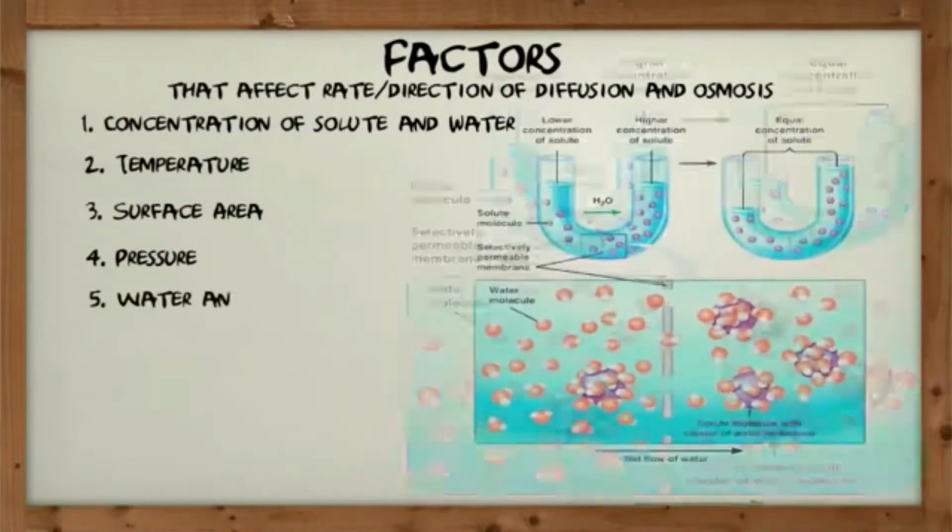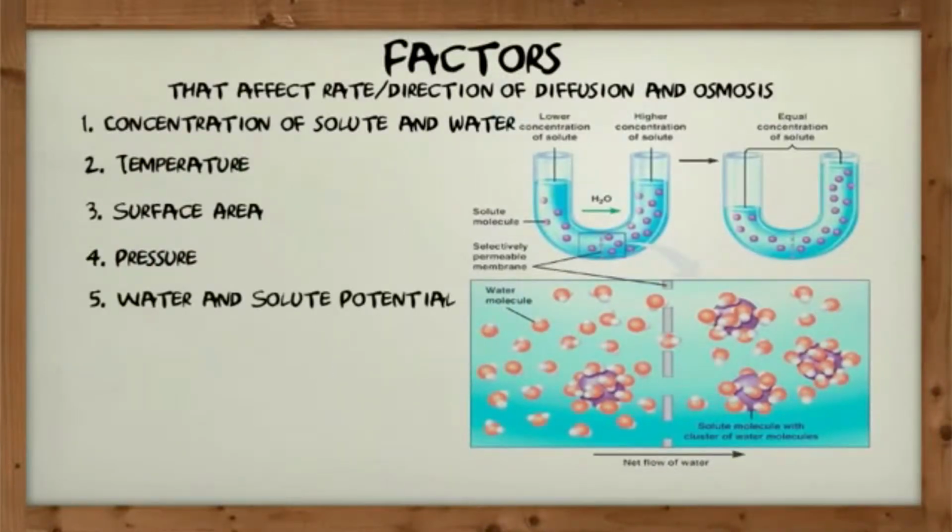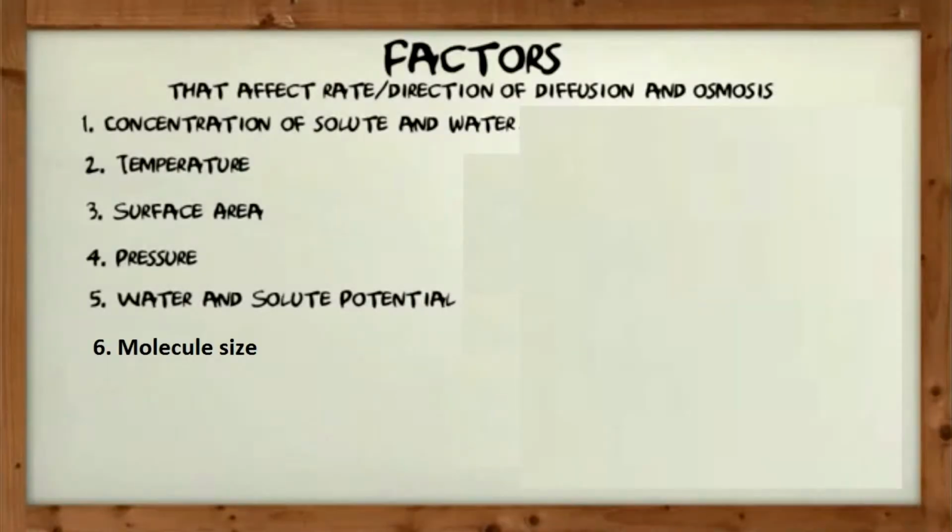Water solute potential. The direction of osmosis is from high to low water potential. Water moves towards the high solute concentration. Also, there are more water molecules that surround the high solute concentration, which results in fewer free water molecules that can diffuse across the membrane. And molecule size. Large molecules cannot pass through the membrane while small molecules can.